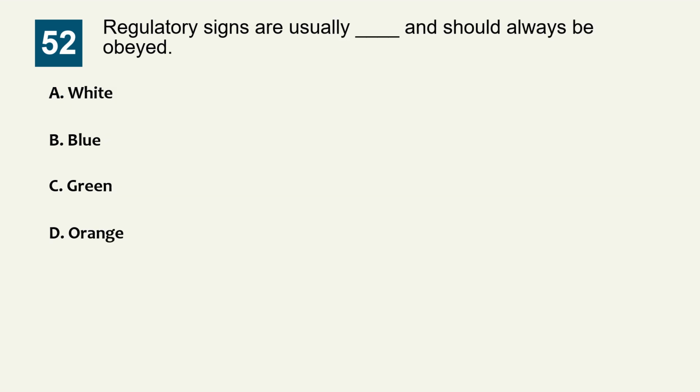Question 52. Regulatory signs are usually black and white and should always be obeyed. Option A, white. Option B, blue. Option C, green. Option D, orange.